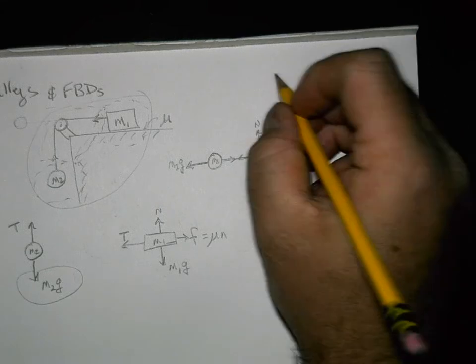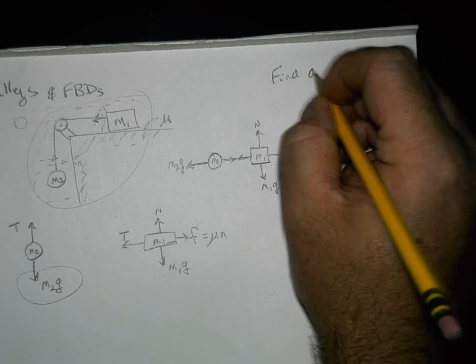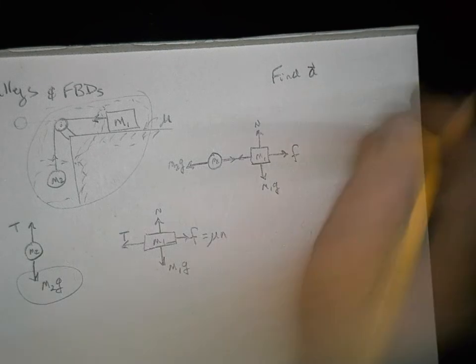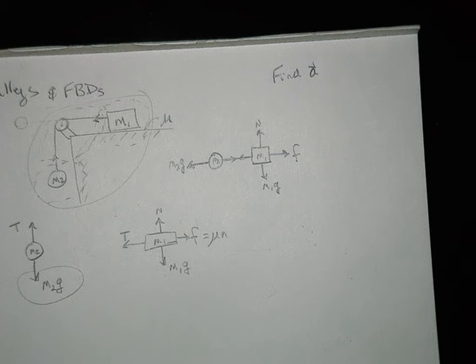Okay, so find the acceleration of the system. Well, m1 is not going to accelerate in the vertical direction. It won't. The only chance for an unbalanced force is in the direction of the tension, right? Hopefully, yeah. Good. Okay.